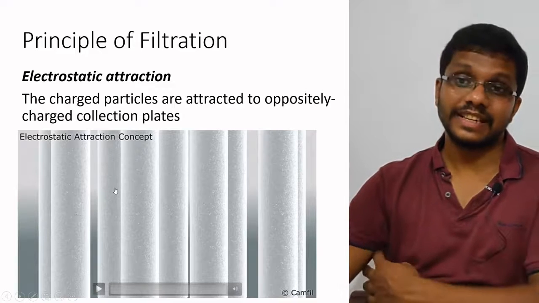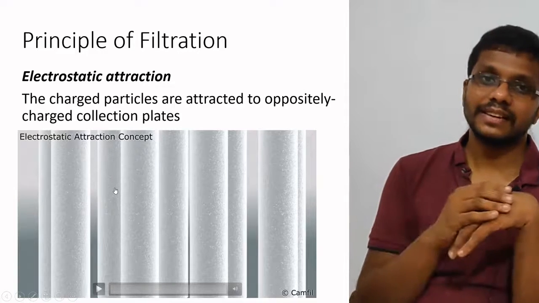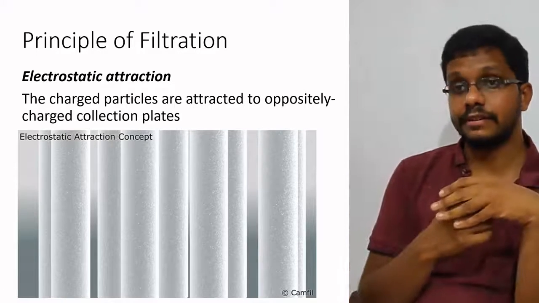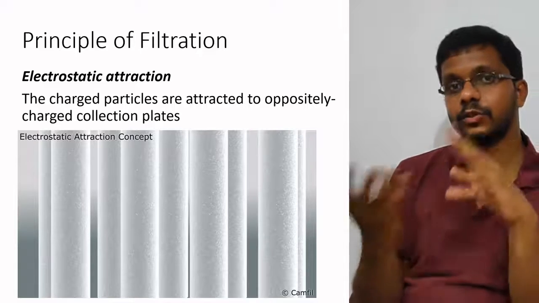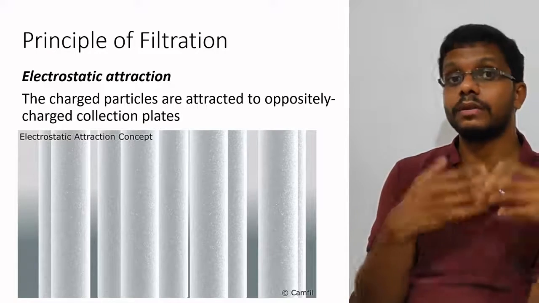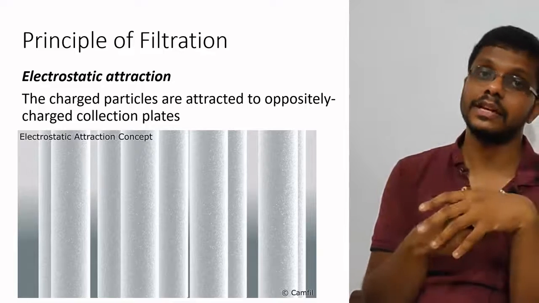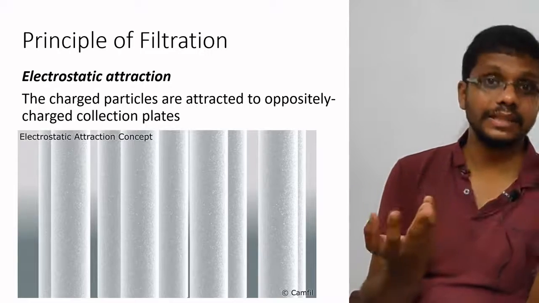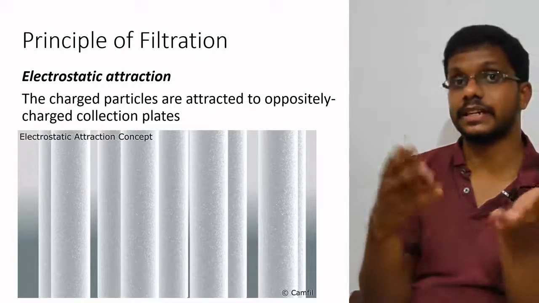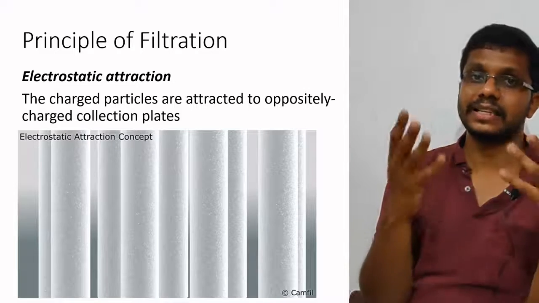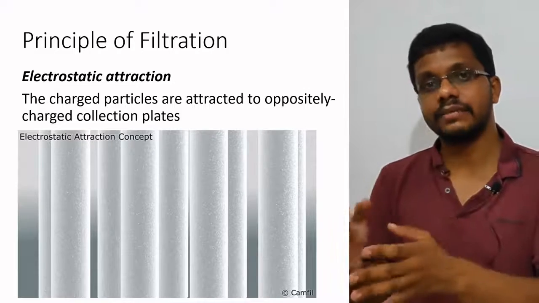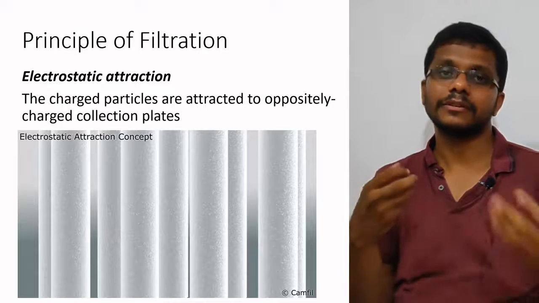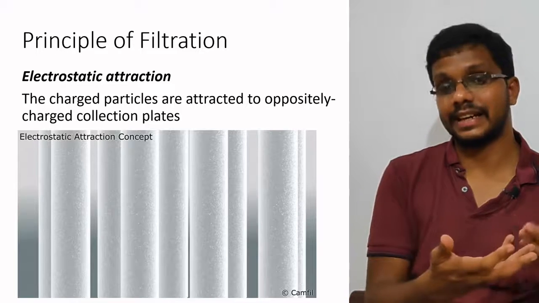So next is electrostatic attraction. In the case of electrostatic attraction, our filter media is charged. It may have a positive charge or a negative charge. Our particles may have a different charge. Most of the microorganisms are negatively charged because of the plasma membrane. The plasma membrane is negatively charged, so it has an overall negative charge. If you have a media with a positive charge, the microorganisms have a tendency to get attached to it.